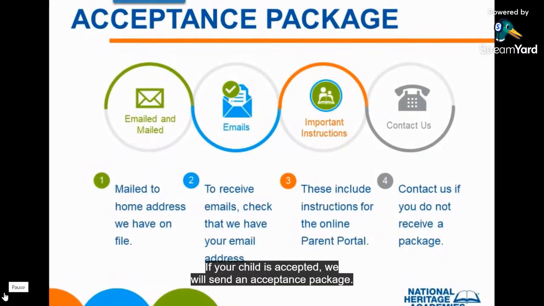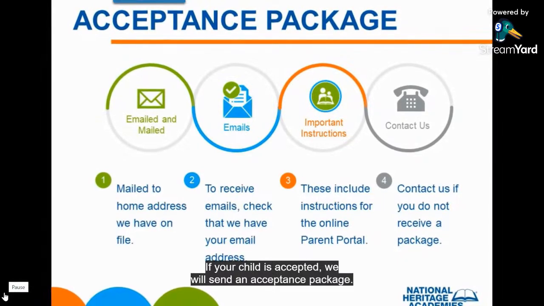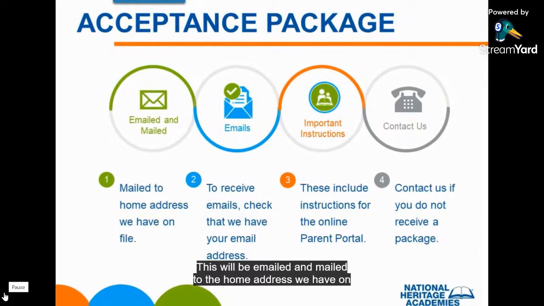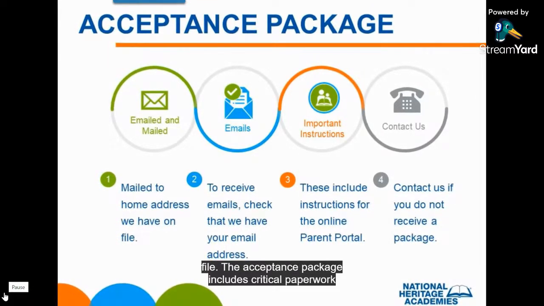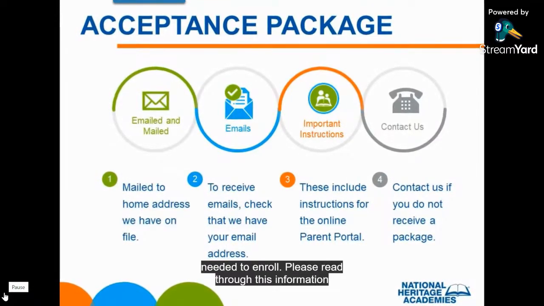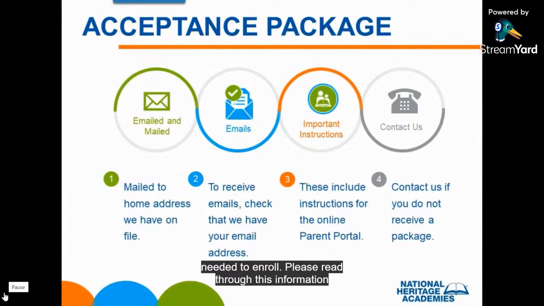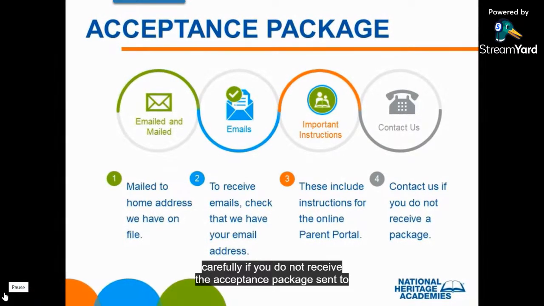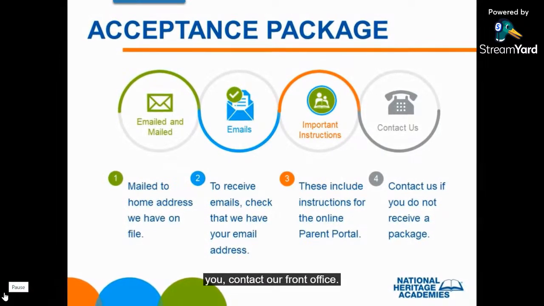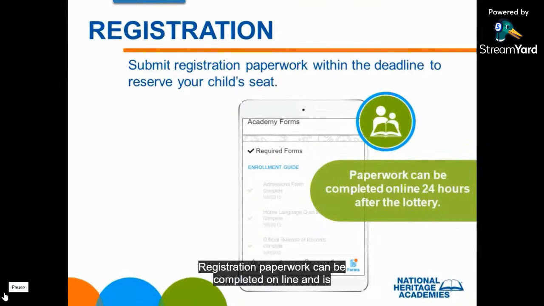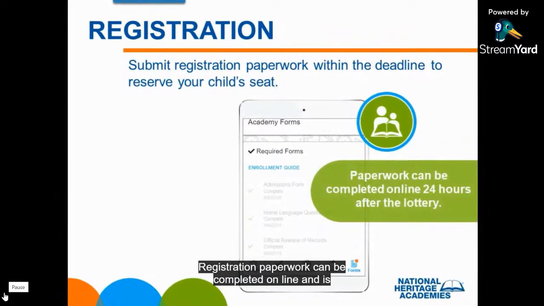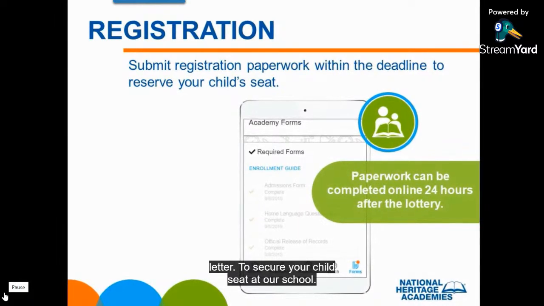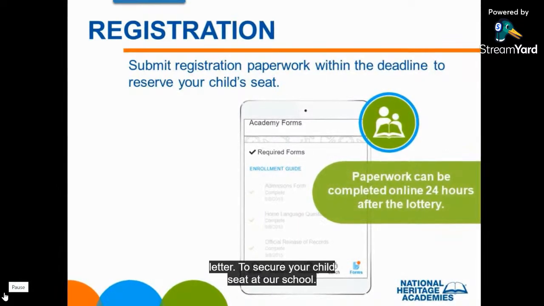If your child is accepted, we will send an acceptance package. This will be emailed and mailed to the home address we have on file. The acceptance package includes critical paperwork needed to enroll. Please read through this information carefully. If you do not receive the acceptance package sent to you, contact our front office. Registration paperwork can be completed online and is required within the deadline specified in the acceptance letter to secure your child's seat at our school.